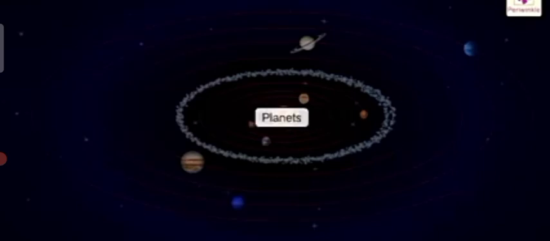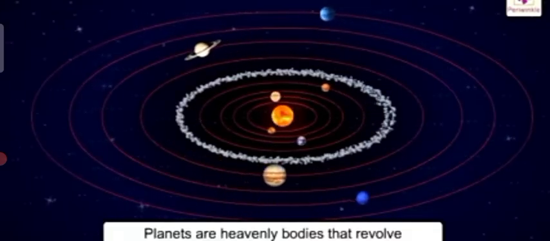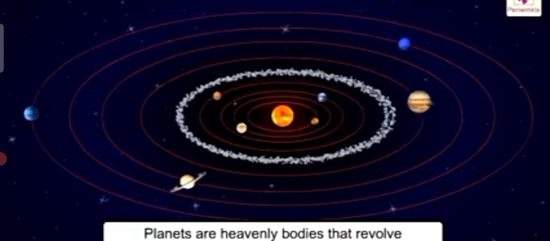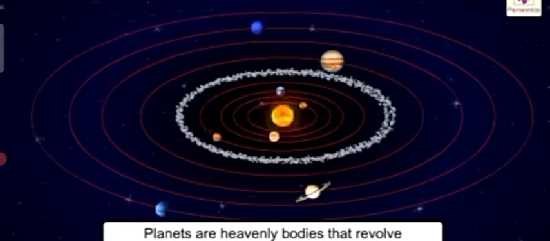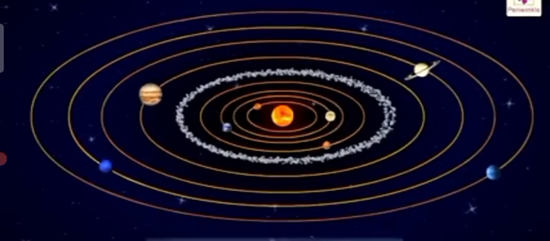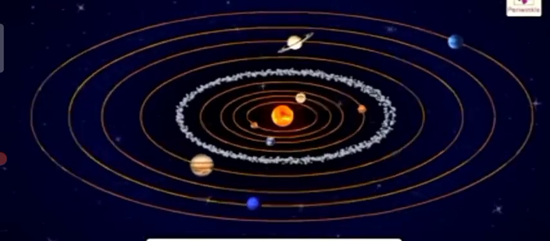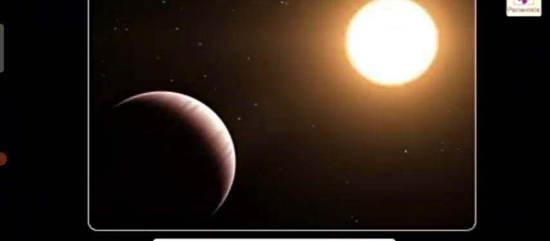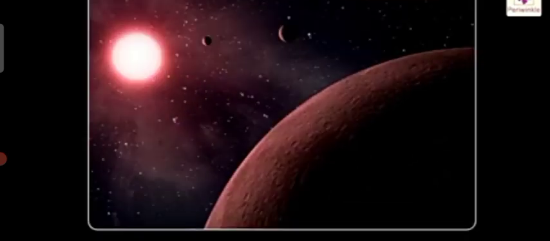Planets. Planets are heavenly bodies that revolve around a star, for example, the Sun, in their own particular path called the orbit. The orbit is elliptical or oval in shape. They do not have light of their own. We see them shining because they reflect the light of the star around which they revolve.